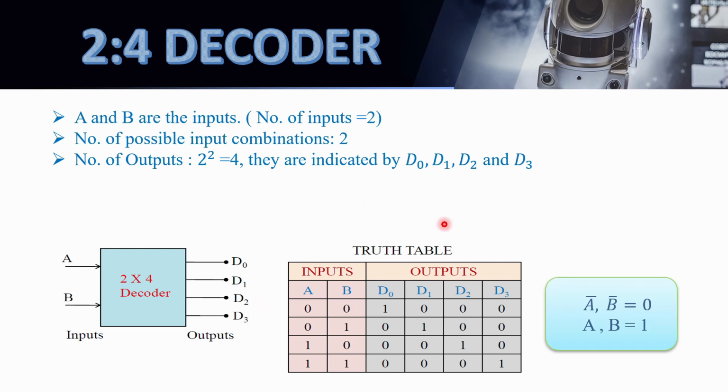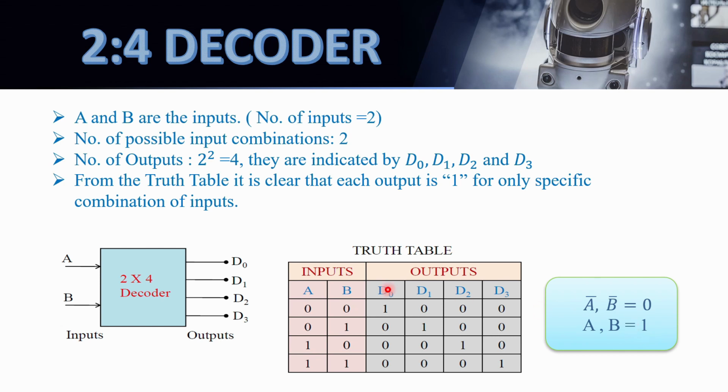As you can see in the truth table, A bar and B bar give you 0, and A and B give you 1. Substituting in this truth table, 0, 0 is the binary value of 0, so D0 will be 1. 0, 1 is the binary value of 1, so D1 will be 1. 1, 0 is the binary value of 2, so D2 will be 1. And 1, 1 is the binary value of 3, so D3 will be 1, and the rest are 0.